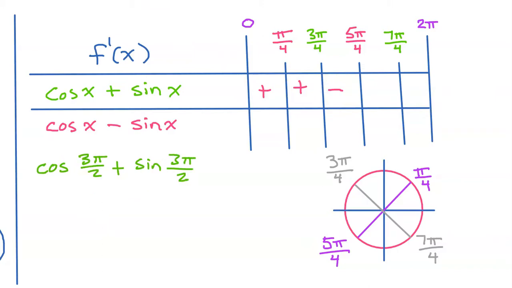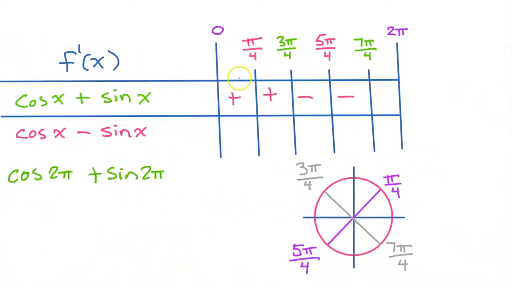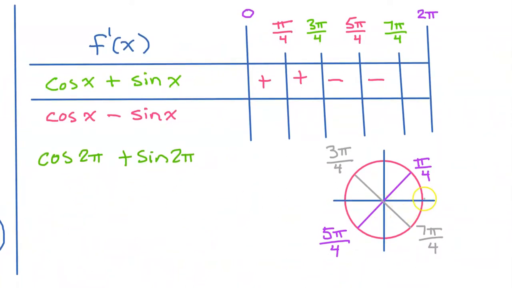Between 5 pi over 4 and 7 pi over 4 is 3 pi over 2. The cosine of 3 pi over 2 is 0 because the x value is 0. The sine of 3 pi over 2 is negative 1 because the y value is negative 1. But that's going to have a value of negative 1, so this is negative. For this last interval between 7 pi over 4 and 2 pi, it's okay to use 2 pi. I'm using 0 and 2 pi, by the way, because these are included in the interval, so they're allowed. But the cosine of 2 pi is 1, and the sine of 2 pi is 0. So this is positive.